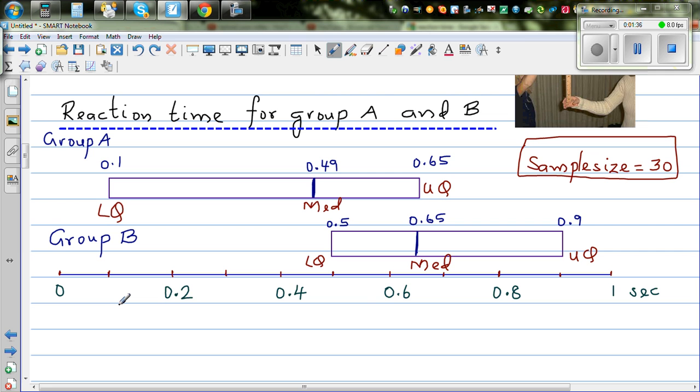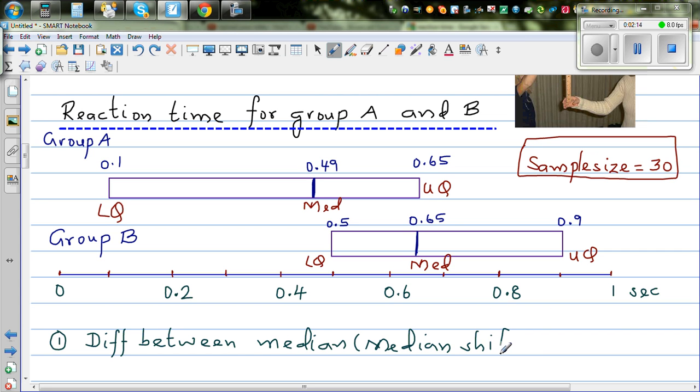First, let us look at the two medians. The median for group A is 0.49, and for group B is 0.65. So the first thing that we can see is there is a difference between the medians. So let us write the difference between the medians. I'm going to call that the median shift.